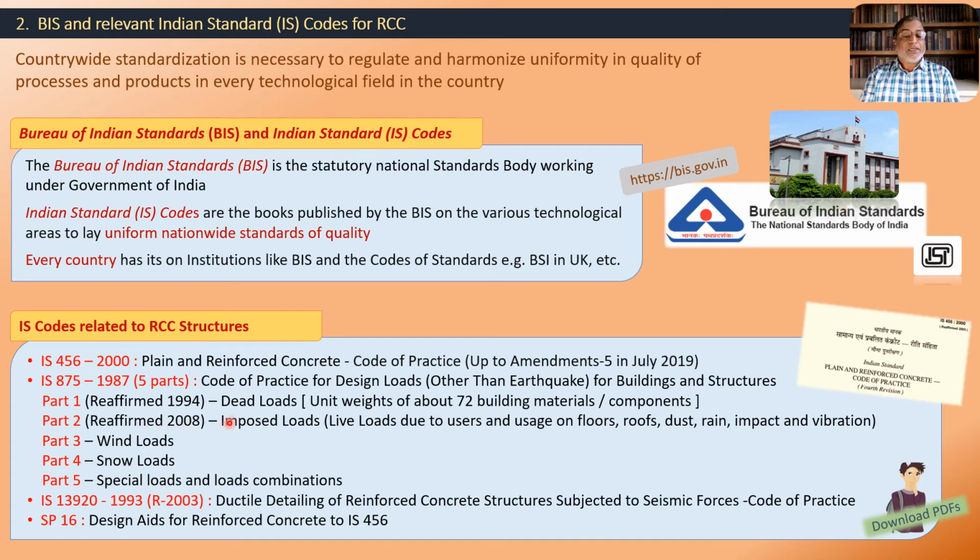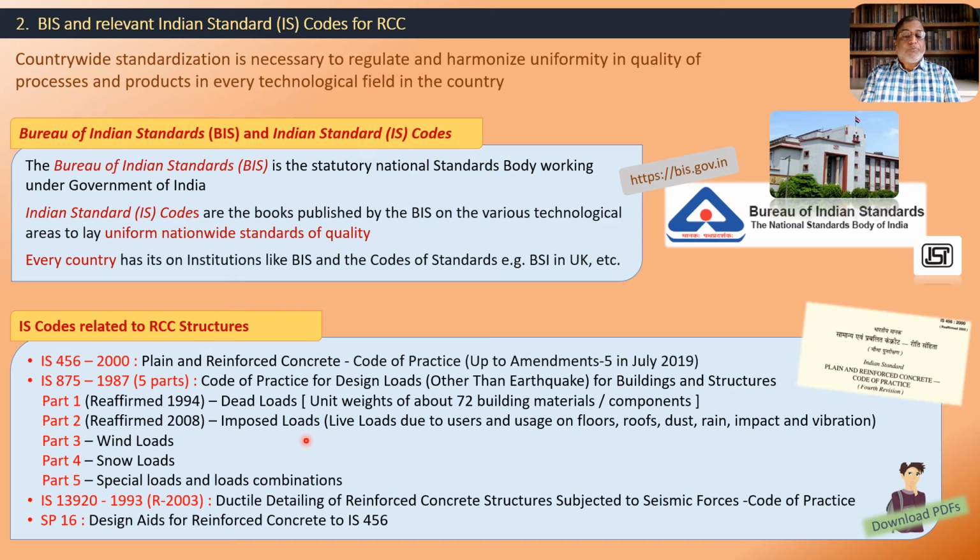Part 1 is about dead loads. Dead loads are the unit weights of the building materials and components. About 72 building materials and components are considered for their unit weights, their self weights. These are some standard values, say brick masonry or stone masonry or concrete or reinforced concrete and so many other things. There are 72 building materials whose self weights in the form of unit weights, kilonewton per meter cube, have been given in this part 1 of IS 875.